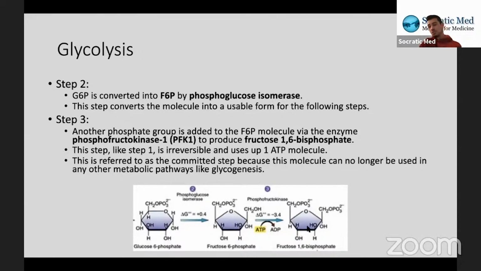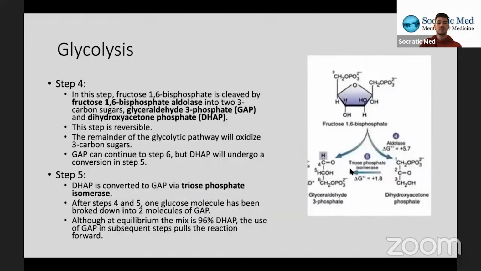So it's important to just look at the slight differences, because each of these steps really is just a slight difference between the others. So it's decently easy to follow. It's just all of the byproducts and the final product that are so different from glucose that we need to pay attention to. So we now have fructose 1,6-bisphosphate, and we can move on to step 4.